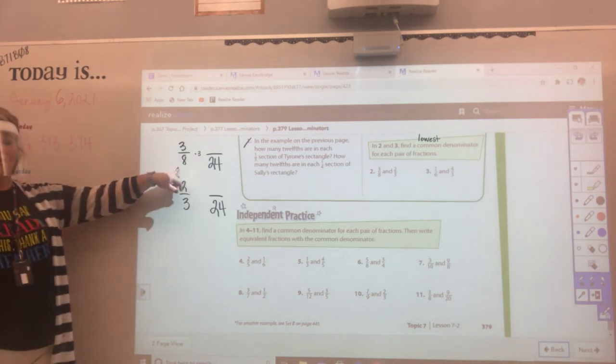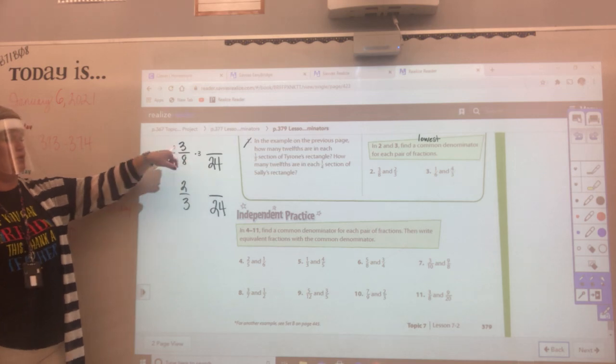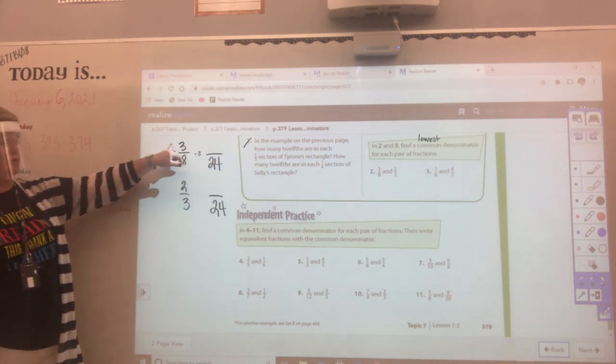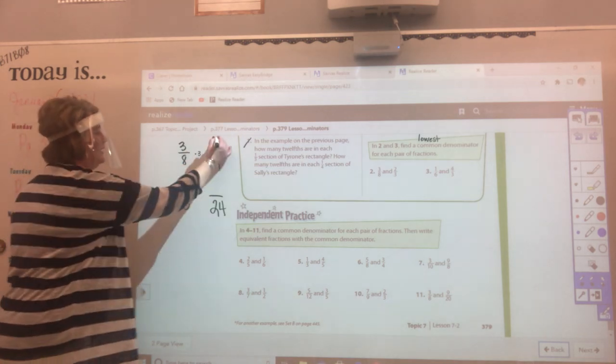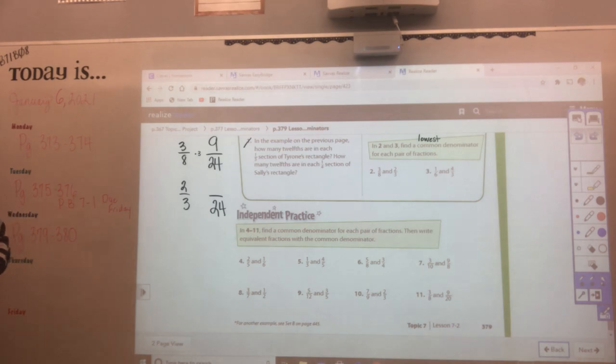Now, if I multiplied the bottom times 3 to get 24, Kiara, then I got to multiply the top times 3 to find my new top number. So what would 3 times 3 get me? 9. Okay, not 6, that's adding. 9 is multiplying.